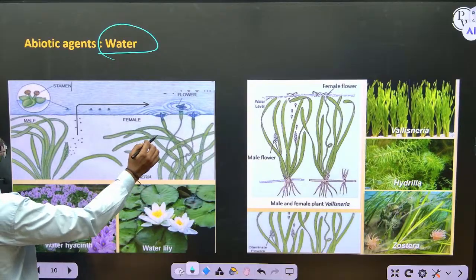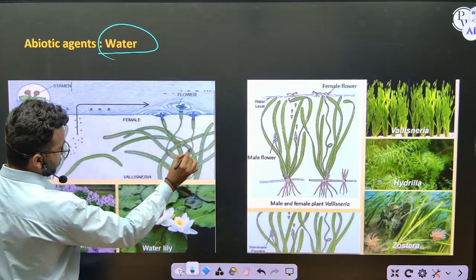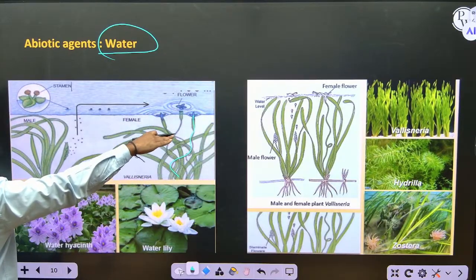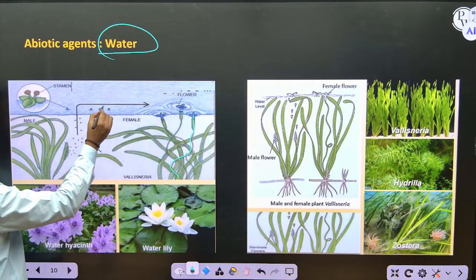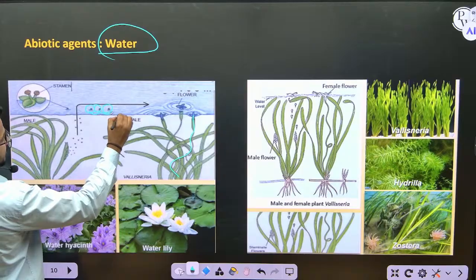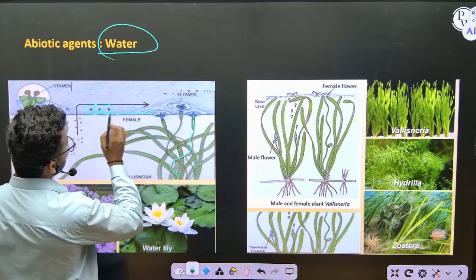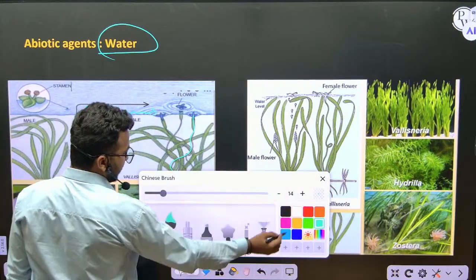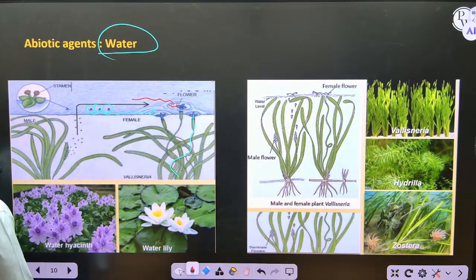And coming to water pollinated plants, see how these are. This is the flower, and you can see the flower is coming on the surface of water. And these stamens are releasing the pollen grains, and they will be carried through the water, a passive agent. The water will be moving, and it will be reaching here. So when this pollination is taking place on the surface, we call this as what? We call them epihydrophily.